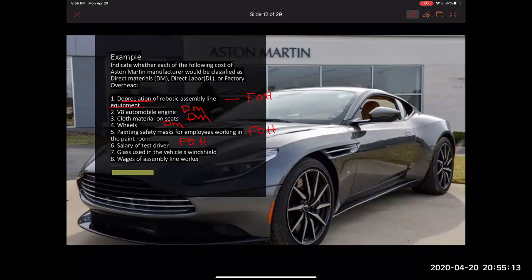All right, the glass used in the vehicle's windshield, I'm going to say that's direct material. And then last but not least, we have the wages of the assembly line worker. That is going to be called direct labor. It is direct labor because they're on the assembly line, right? Their pay is tied to their input of making the product, right? All right, so hopefully that made a little sense.